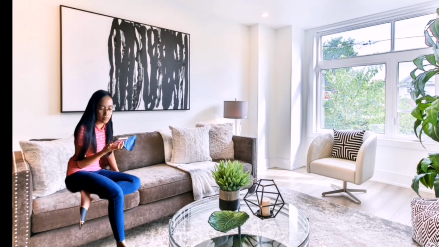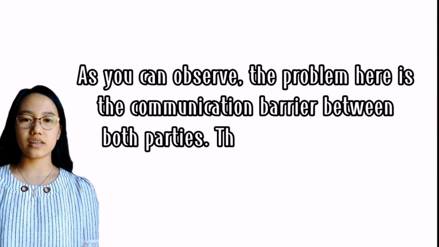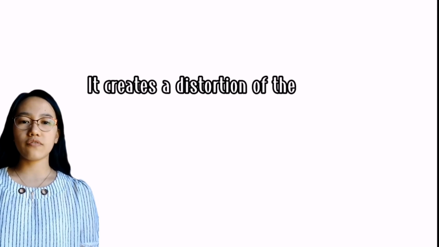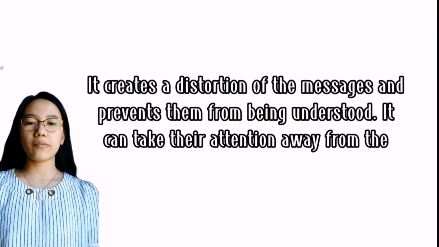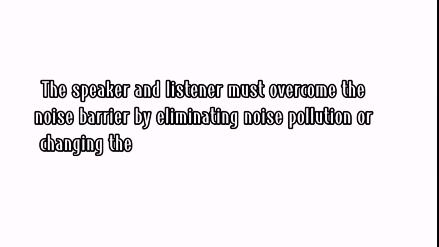Okay. As you can observe, the problem here is the communication barrier between both parties. There is noise in the communication process. It creates a distortion of the message and prevents it from being understood. It can take attention away from the content of the communication and make it difficult to understand. In these cases, noise may be a barrier to effective communication, causing problems. The speaker and listener must overcome the noise barrier by eliminating noise pollution or changing their method of oral communication.